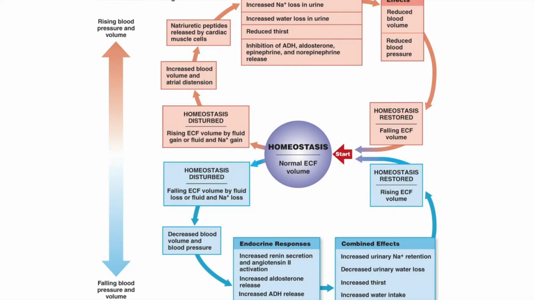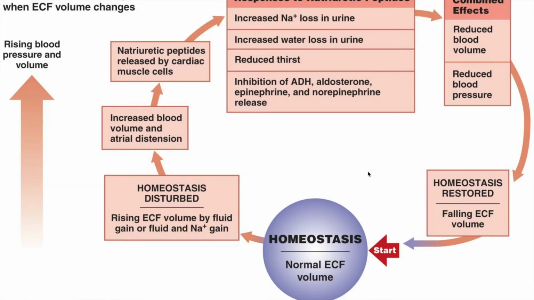So when the ECF volume increases due to fluid or sodium gain, the blood volume increases. This is going to activate stretch receptors in the heart. Natriuretic peptides are released. This is going to cause increased sodium loss in the urine, increased water loss in the urine, reduced thirst, inhibition of ADH, aldosterone, epinephrine, and norepinephrine release. And all these are going to reduce blood volume, which reduces blood pressure, and homeostasis is restored.